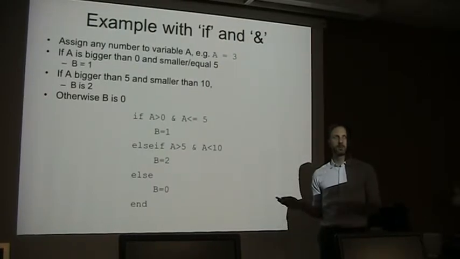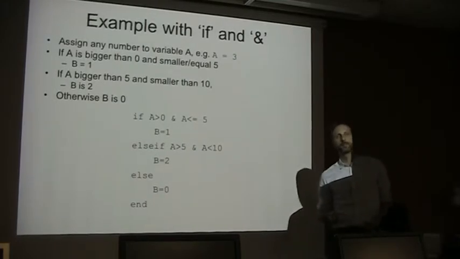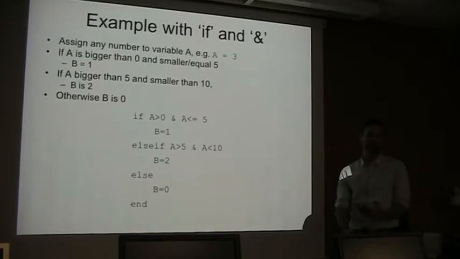Other people? Yeah? You can play around with it, because A is equal to 3 now, but you can change A obviously. So try putting A to 6. What is the output then of B? Or try putting A to 20. What is the output?